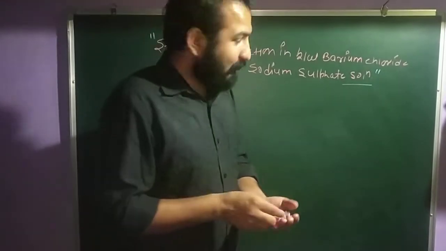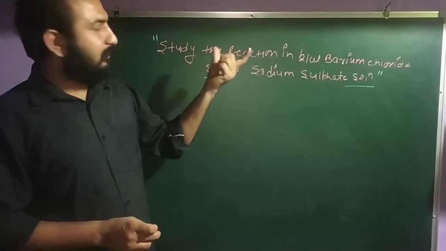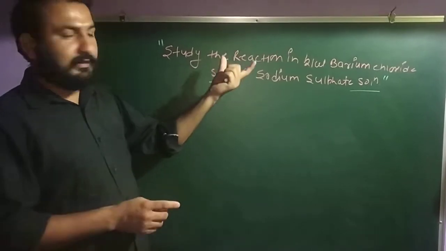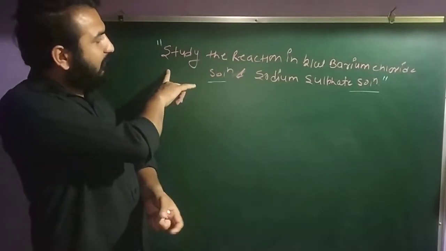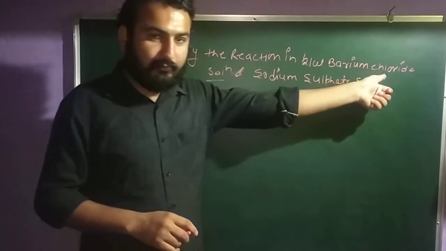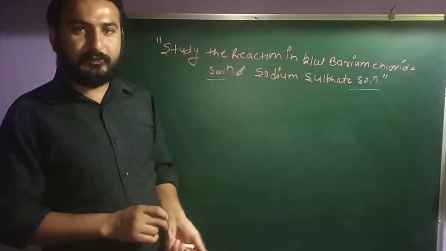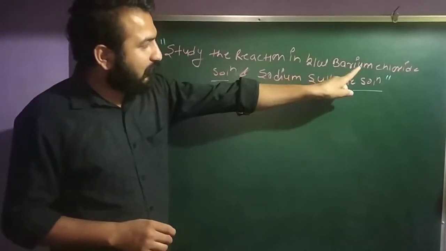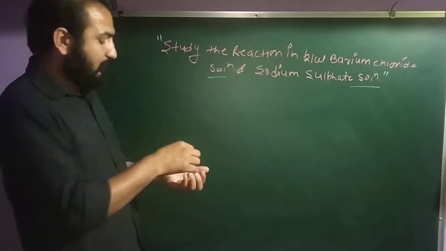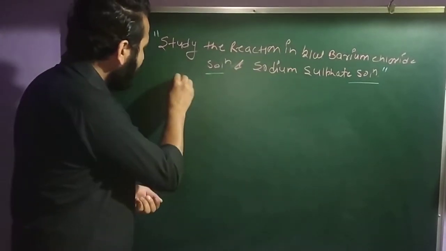So class, today we discuss a reaction. Yeah, you can say this is an activity. What is the activity? Study the reaction between the barium chloride solution and the sodium sulfate solution. The first thing we have is the barium chloride. So barium chloride, you know, BaCl2.